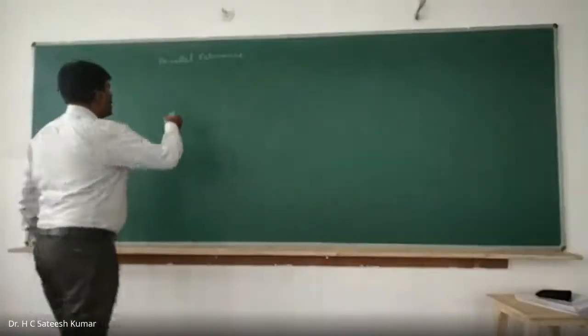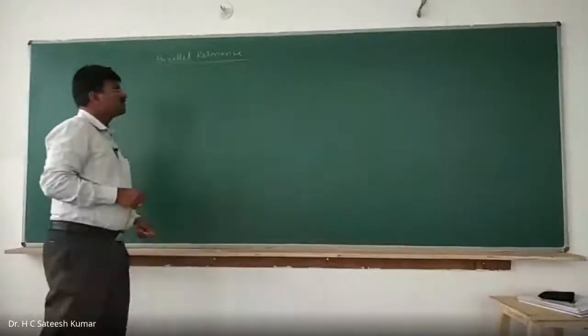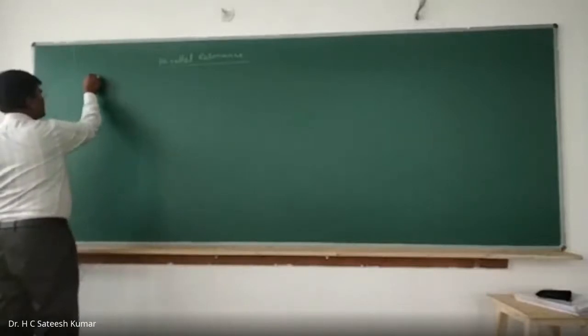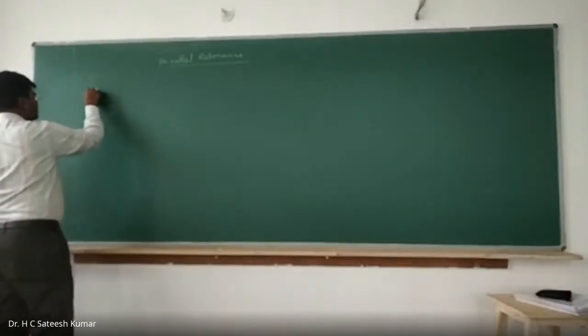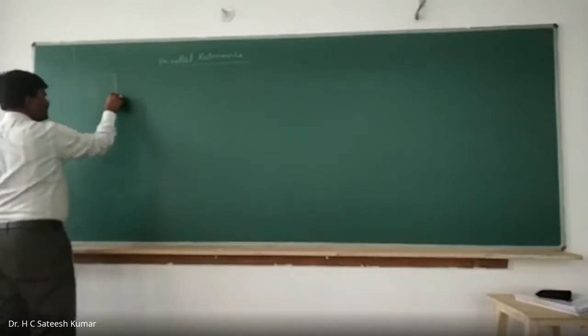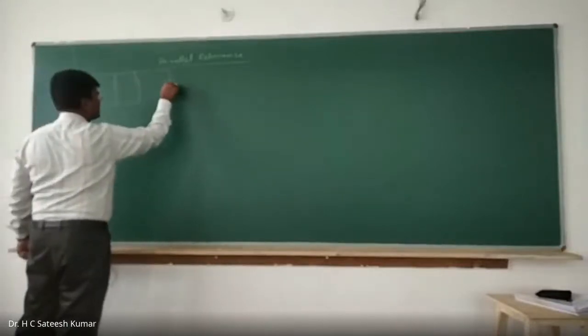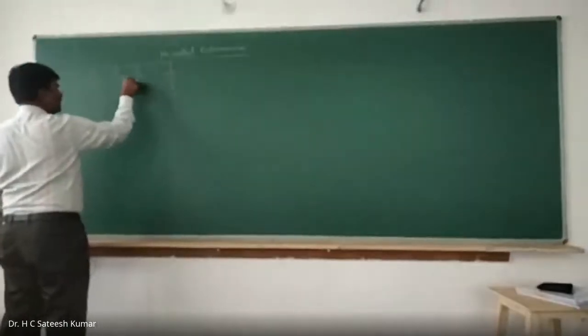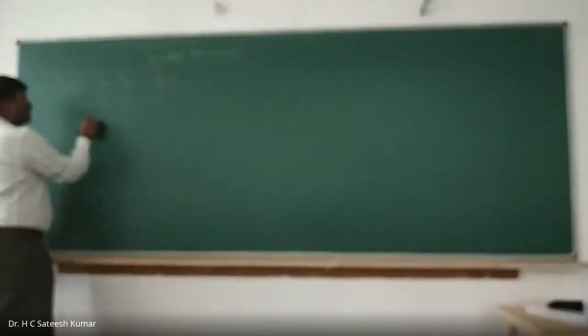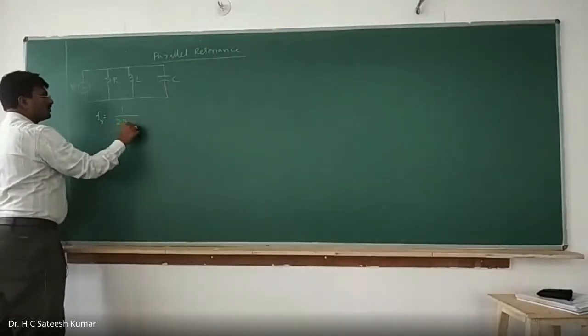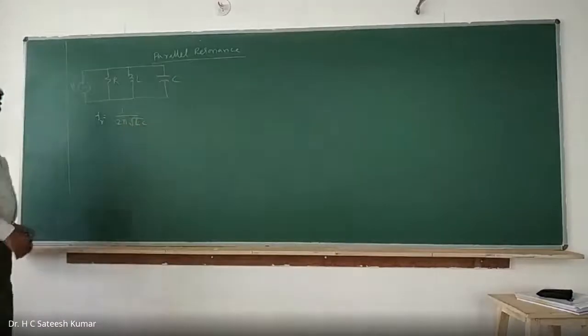Once again, we're talking about parallel resonance, and yesterday we derived the expression for the general parallel resonance circuit. It was like this: a voltage source, a resistance, and in parallel with that, an inductance and a capacitance. This is a general parallel resonance circuit R, L, C, and this is your V. For the parallel resonance circuit, we derived the resonant frequency Fr equal to 1 over 2 pi root LC. We got this, okay?